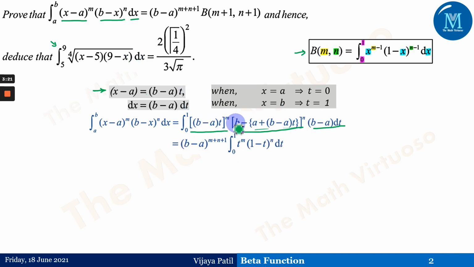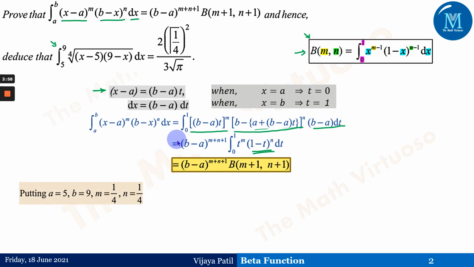Now just combining the terms and taking the constants out. b minus a is the constant, so the powers of b minus a are taken out from all three terms. You can easily check this. Then we have the integration from 0 to 1 of t to the power m into (1 minus t) to the power n dt. We have 1 minus the variable in the picture, and as we have done in part 1, we can easily write the value of m as m plus 1 and the value of n as n plus 1 from the definition of a beta function. So we have got this identity.